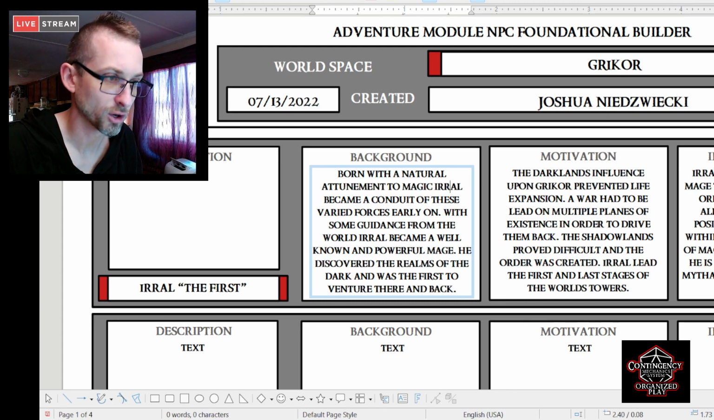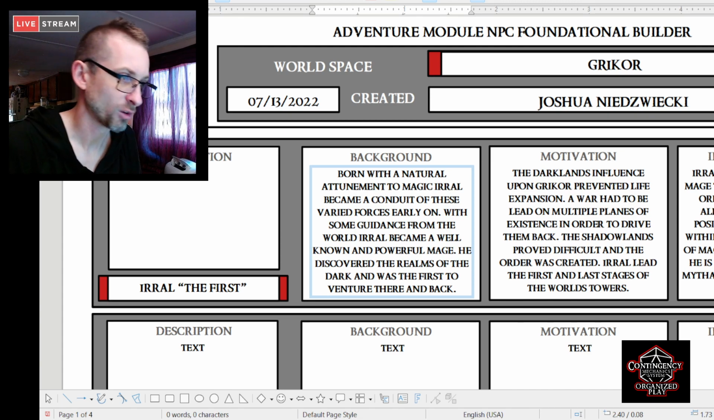So he became a well-known and powerful mage, pretty self-explanatory. He discovered the realms of the dark, which we know about, and was the first to venture there and back. So if he was the first, that means that others, right, story-wise, ventured there and back as well. Motivation-wise, we say the dark lands' influence upon Grikor prevented life expansion.